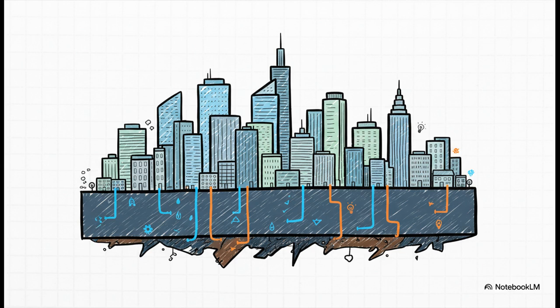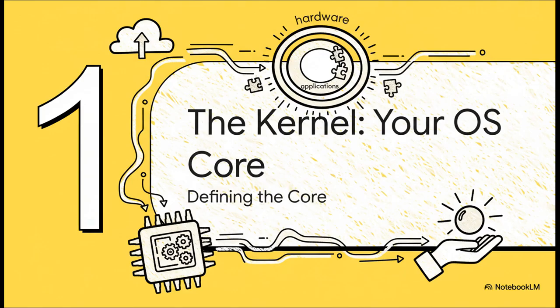Here's a good way to think about it. If your operating system is a giant, bustling city, the kernel is all the invisible stuff that makes it run. It's the foundation, it's the power grid, it's the plumbing, it's the entire infrastructure that everything else is built right on top of.